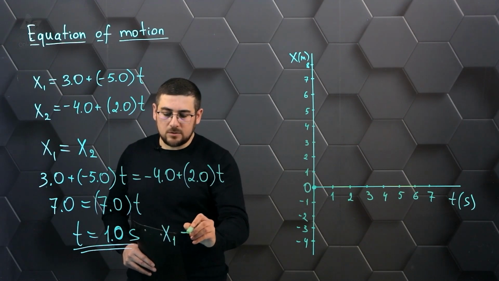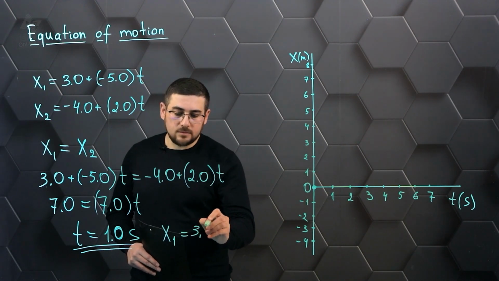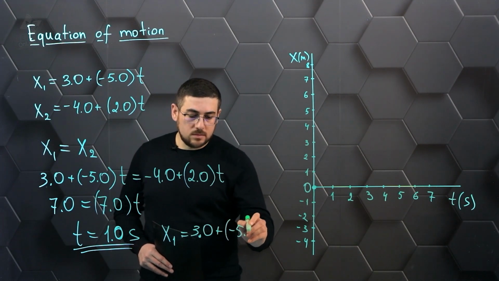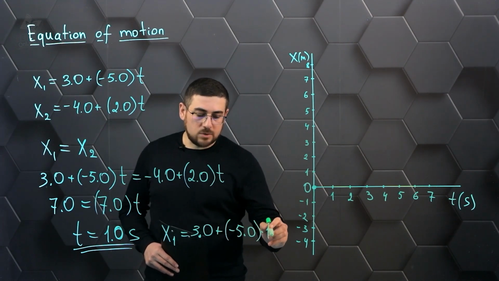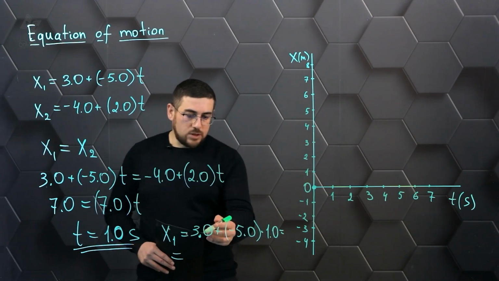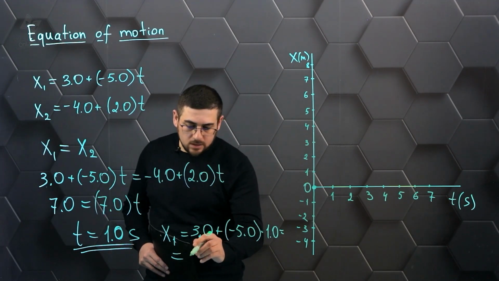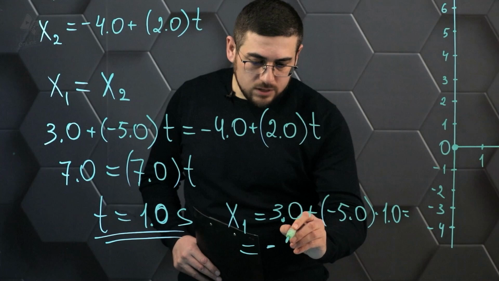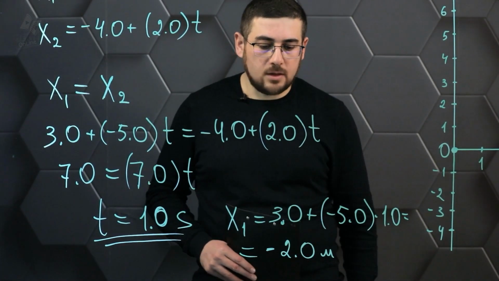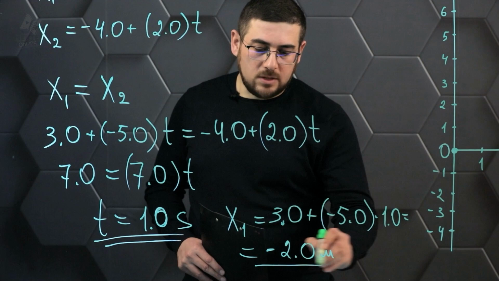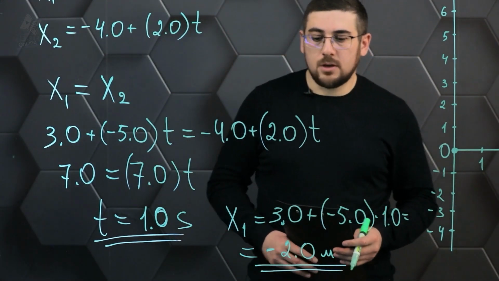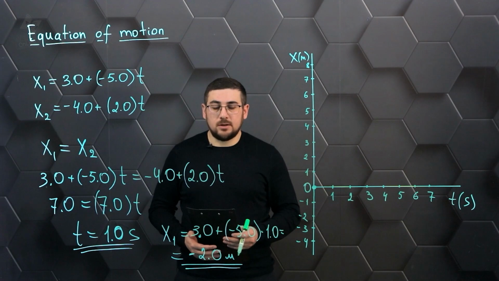Then the coordinate of the first body is equal to 3 minus 5, multiplied by 1 second. That would be minus 2 meters. So we've determined the time and place of the encounter. And now we can calculate the parameters of the collision using the graph.